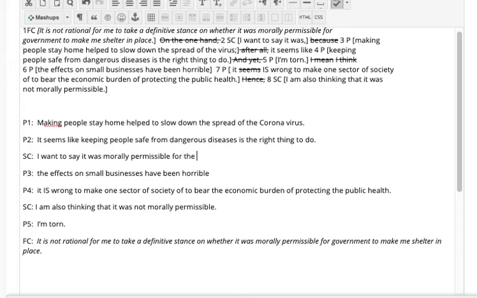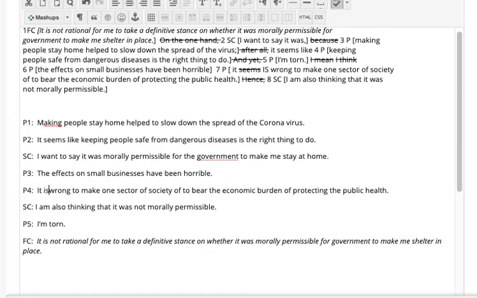I want to say it was, uniform language. What was what? Making people do what? Stay at home. You've got to remember, what was the point of debate? Whether it was morally permissible to make people stay at home, right? So it was what? Morally permissible for the government to make me stay at home. Okay. Was problematic here. We need a capital letter. The effects on small businesses have been horrible.